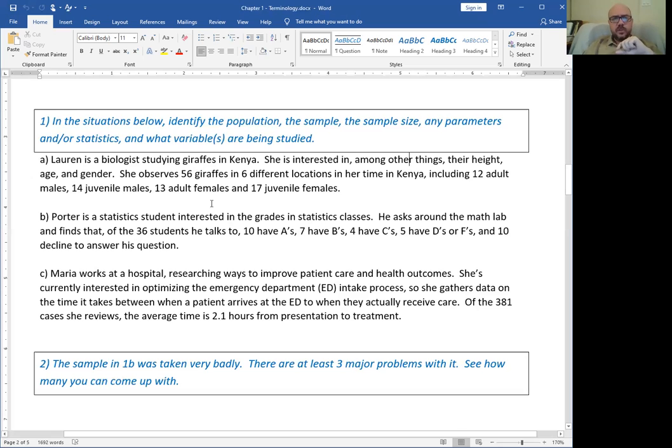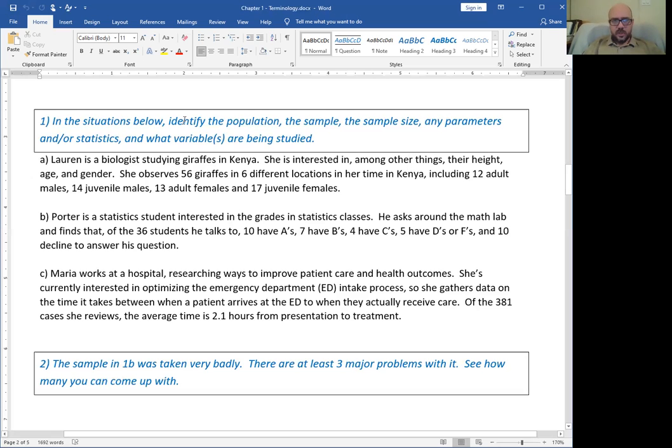Okay, so for number 2, I want to identify the same things. So let's read the problem. Porter is a statistics student interested in the grades in statistics classes. And when I wrote this, I didn't specify here, but I meant statistics classes at SBCC specifically. He asks around the math lab and finds that of 36 students he talks to, 10 have A's, 7 have B's, 4 have C's, 5 have D's or F's, and 10 decline to answer his question. All right, let me pause for a second and let you identify those things.